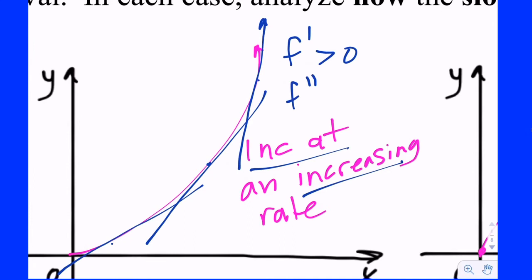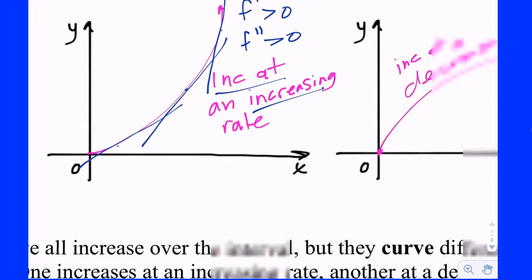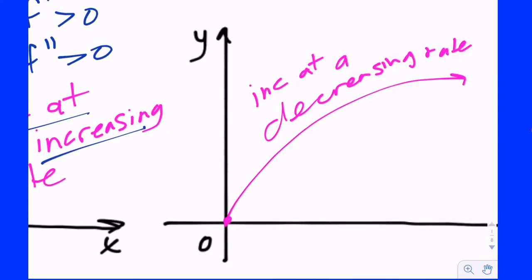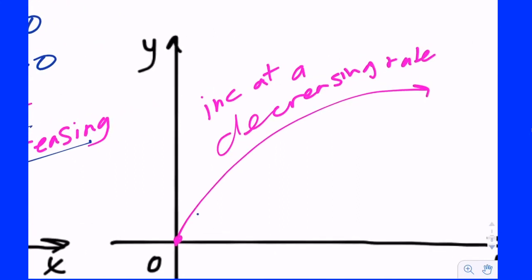So what should the second derivative be? Greater than 0. Yes. Anytime your second derivative is greater than 0, your slopes are increasing. And notice, well, we'll notice other things later. There's a lot to notice.